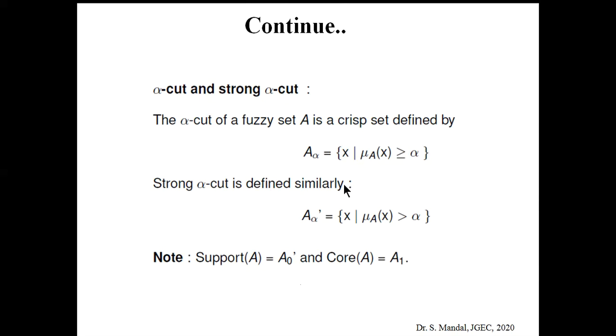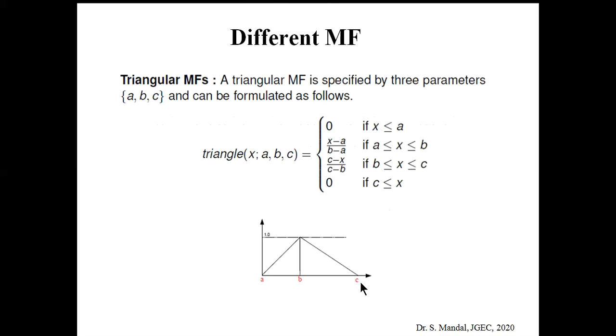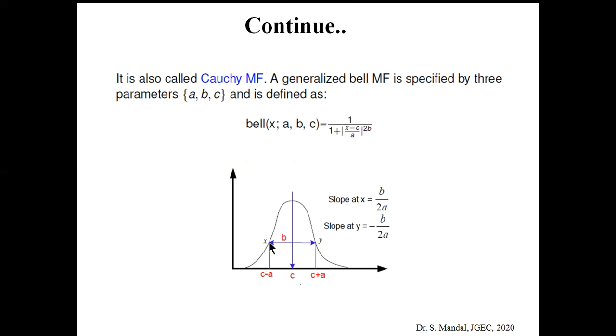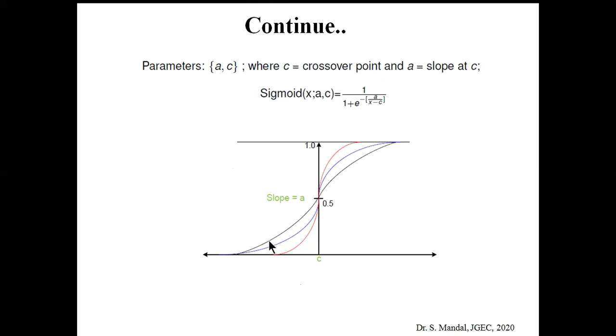And the strong alpha cut is defined similarly as A alpha dash, the set of x belonging to capital X, so that mu of x is greater than alpha. Okay. Now, different kinds of membership function. Now we shall discuss different kinds of membership function. For most cases, we use triangular, trapezoidal, Gaussian, Bell function, and sigmoid function.